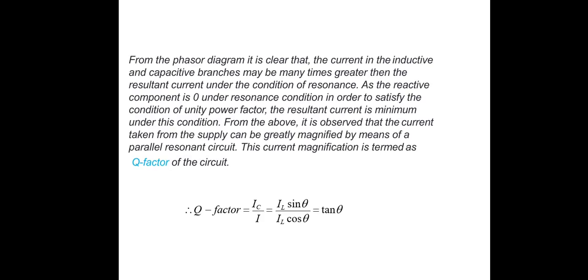circuits. Now from the phasor diagram it is clear that the currents in the inductive and capacitive branches may be many times greater than the resultant current under the condition of resonance. As the reactive component is 0 under the resonance condition, to satisfy the condition of unity power factor, the current flowing through the inductor and capacitor is more compared to the resultant current. Because XL equals XC, the unity power factor condition is satisfied, and the resultant current is a minimum.